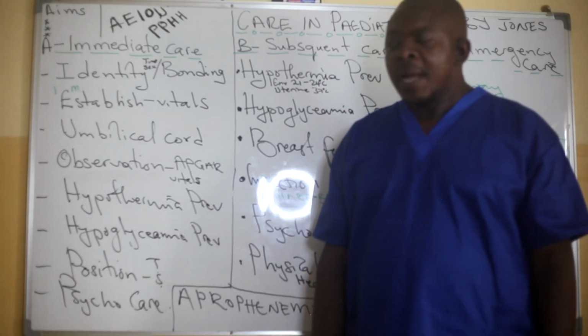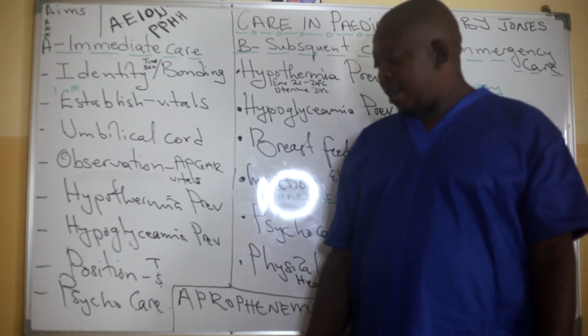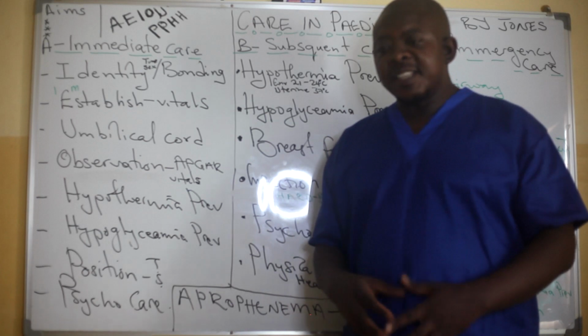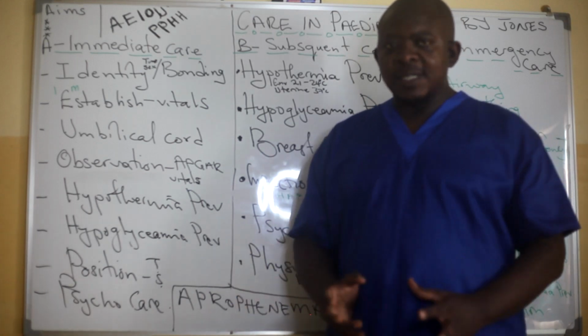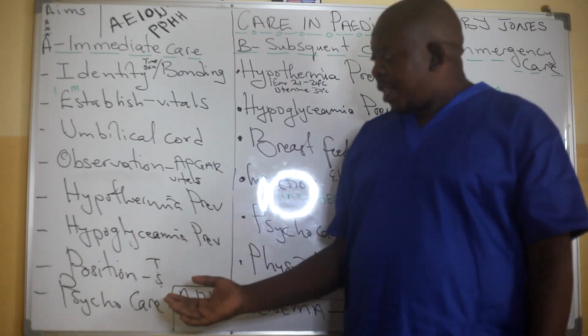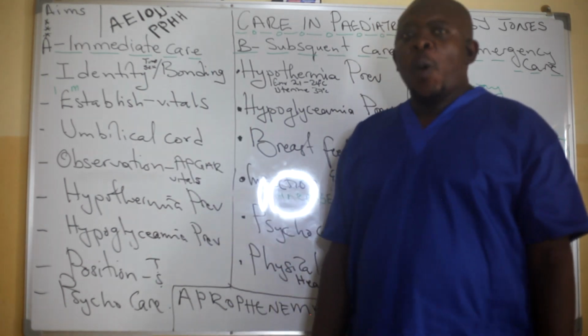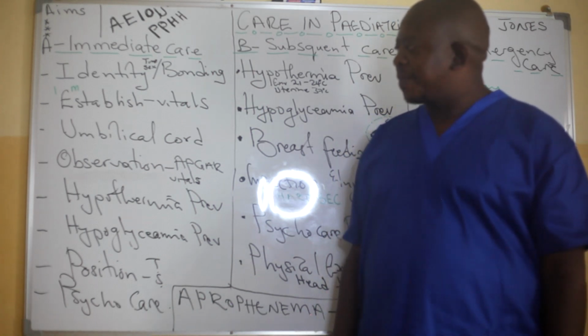There might not be so much emphasis on hypoglycemia prevention in the immediate care of the newborn, but what we are saying is that especially for preterm babies, this is very, very important. So this is what we can discuss under the immediate care of the newborn. In a nutshell, that is what we can look at.